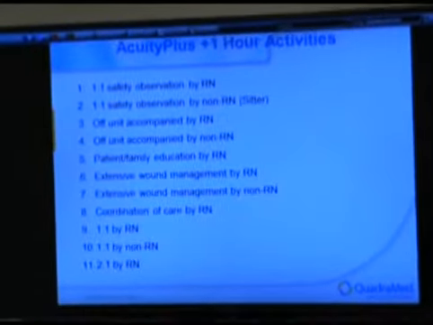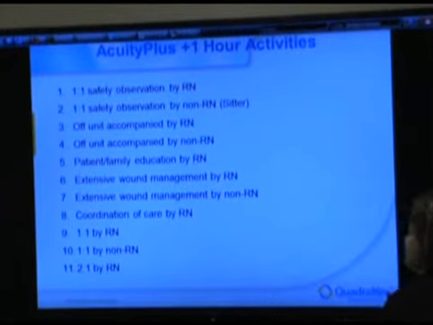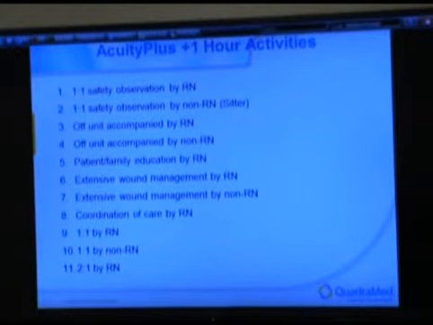These are the plus 1 hour activities, and I don't know that you'll use all of them, but you might. And then again, you might not. And I'll be going over the definitions, but you have 2 that are safety observation by an RN or a non-RN, off-unit accompanied by an RN or non-RN, patient family education by an RN, extensive wound management by an RN and a non-RN, coordination of care by an RN, 1-to-1 by an RN, 1-to-1 by a non-RN, and 2-to-1 by an RN. Those are bedside procedures. So these last three are procedures performed at the bedside that require one nurse for at least an hour.